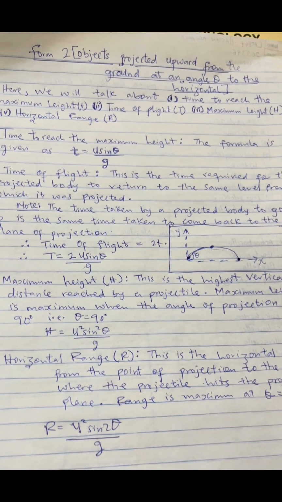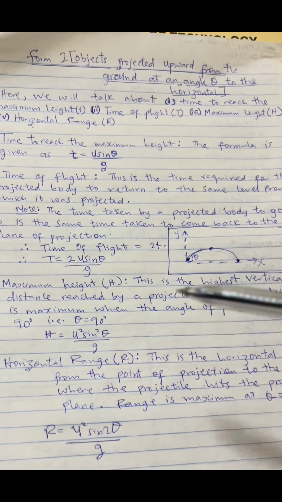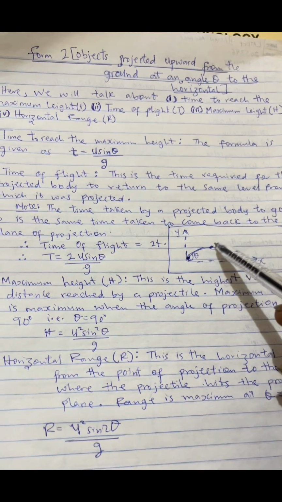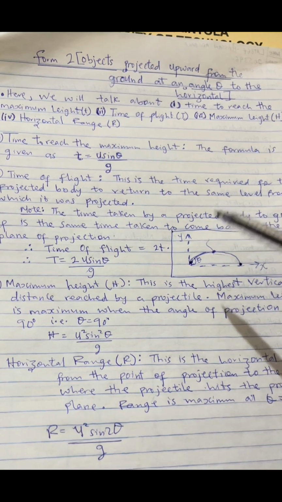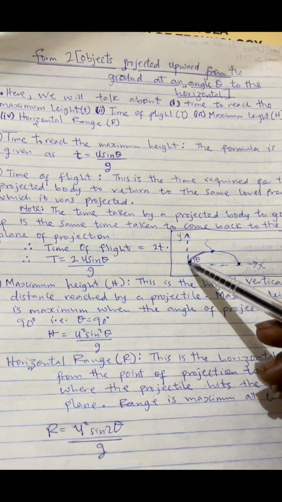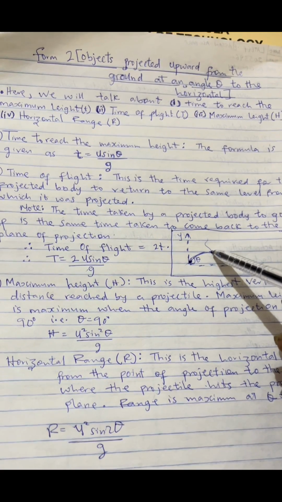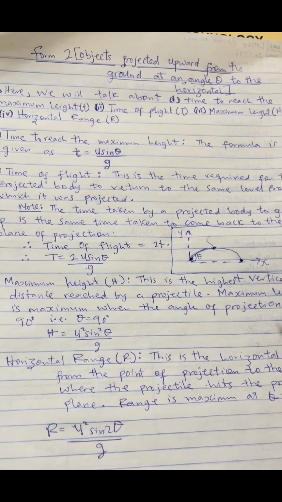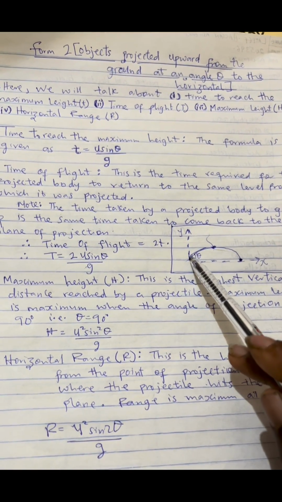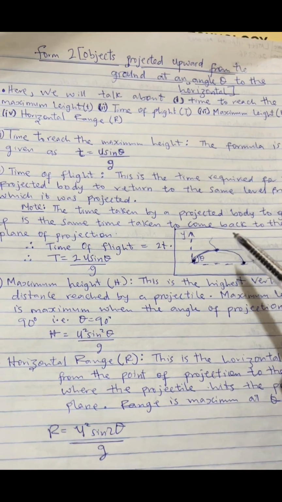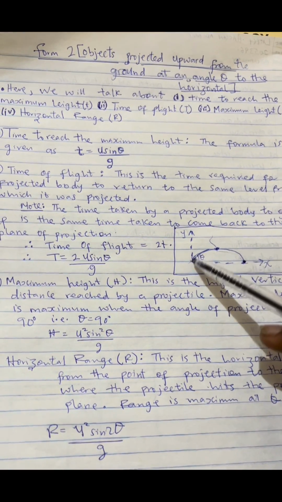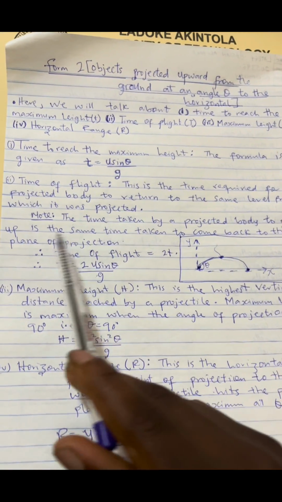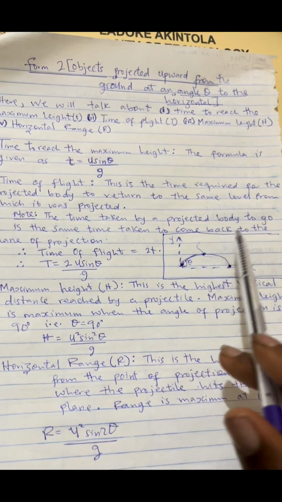Firstly, you have to understand that there is a difference between time of flight and time to reach the maximum height. If we are talking about the time to reach the maximum height, this is the time it takes from this point to the highest point here. But when we are talking about the time of flight, we are talking about the time it takes from this point to this point and from this point back to the horizontal plane. So the time of flight is the total time it takes the body to move from this point to the point back, that is, the time taken by the object to be projected and to come back to the projection plane. That's why we say that the time taken by a projected body to go up is the same time taken to come back to the plane of projection.